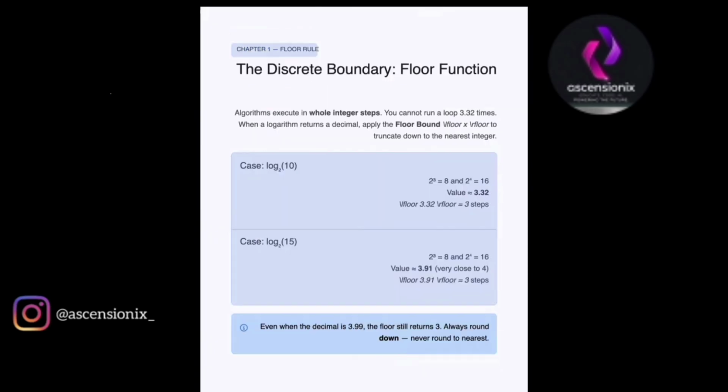So now the next topic is the discrete boundary floor function.